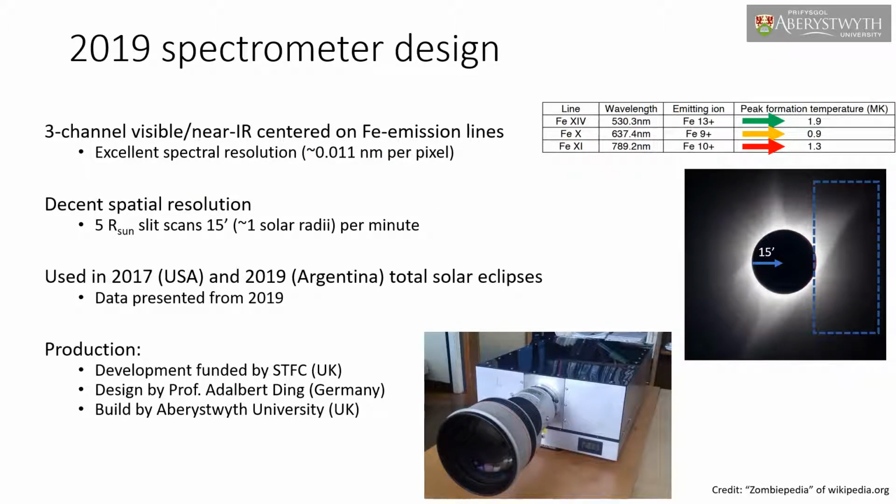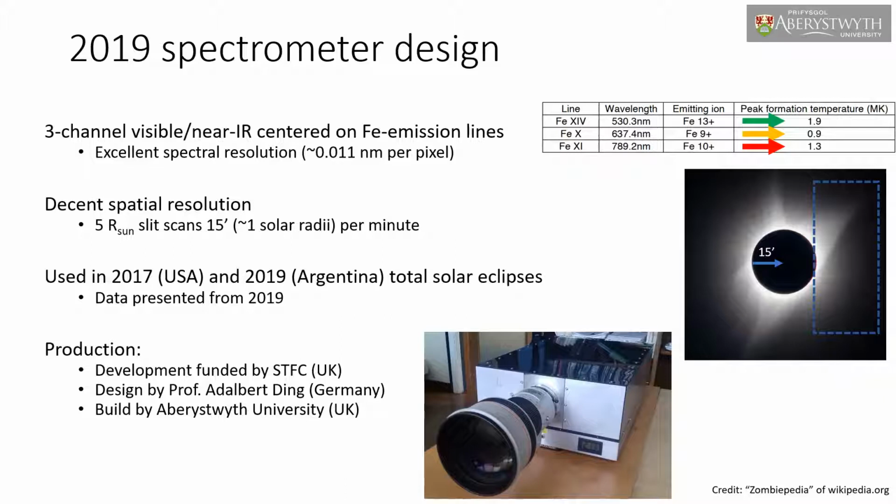So our portable spectrometer is a 3-channel visible and near-infrared device centered on 3 iron emission lines designed to fit in a carry-on piece of luggage. It's still heavy though. For the 2017 and 2019 eclipses, we let the sun track across the sky on its own, allowing for our spectrometer slit to do pretty stable scanning at a rate of 1 solar radii per minute.